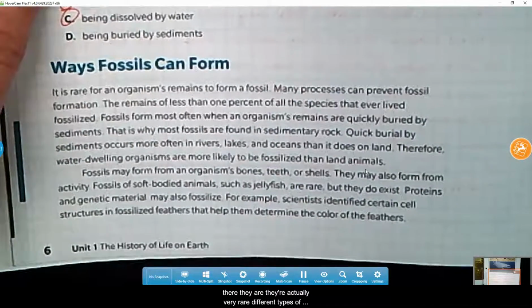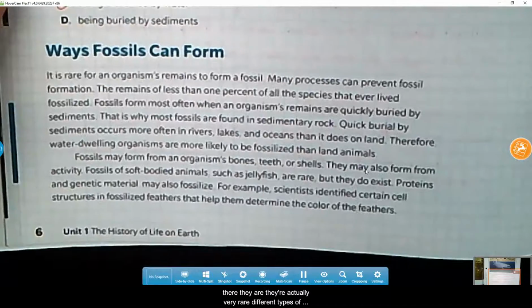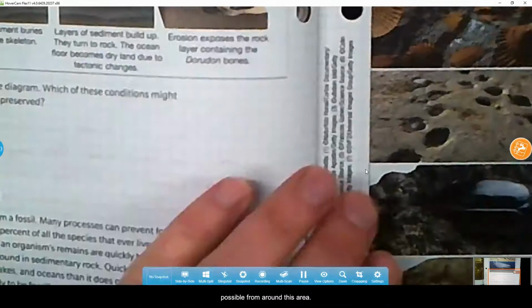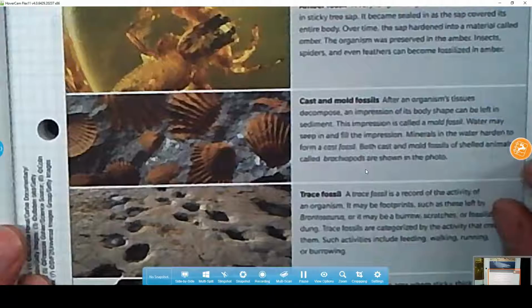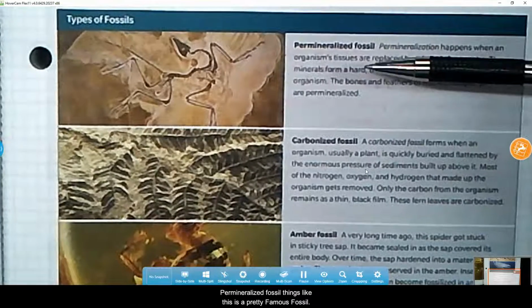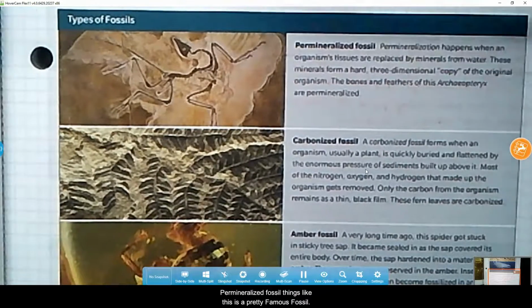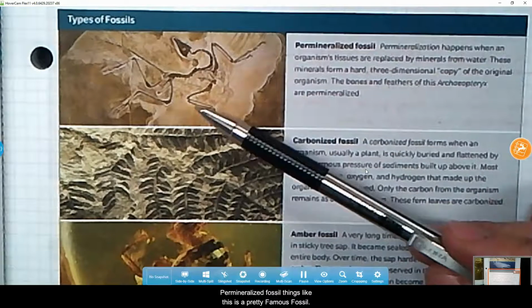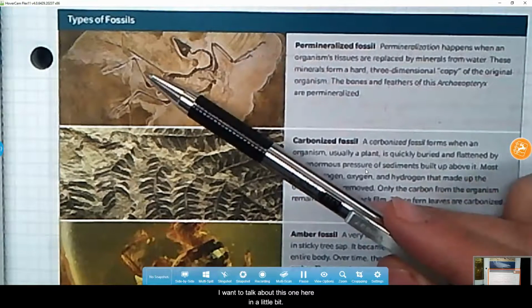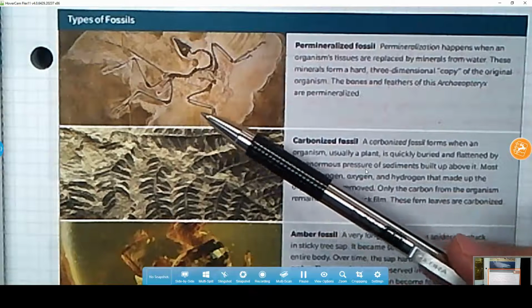And depending on what area you're in, you can find different types of fossils. We have fossils here in Kansas, and I'm going to show you a fossil from around this area in just a little bit. But we have different types of fossils here. So we have permineralized fossils, things like, this is a pretty famous fossil here. And we're going to talk about this one in a little bit in the coming days.